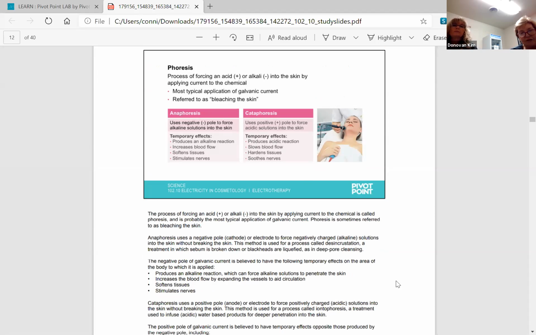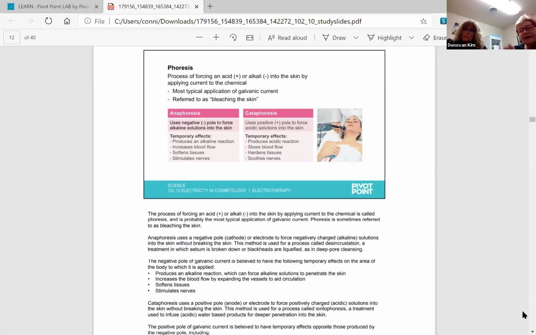So phoresis, the general term, is forcing an acid or an alkaline into the skin by applying current to the chemical, okay? And then it says the bleaching of the skin, but really not just from phoresis, it's not bleaching, okay? We would have to have done a cataphoresis to bleach it. So anaphoresis and cataphoresis are actually the treatment we're giving that client, okay? I'm going to give her an anaphoresis galvanic, which is the first part of the facial, and the second part is the cataphoresis.